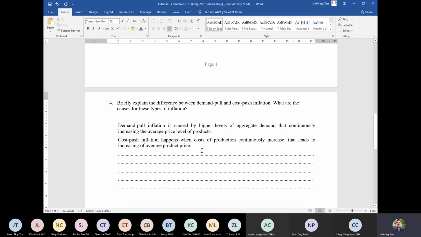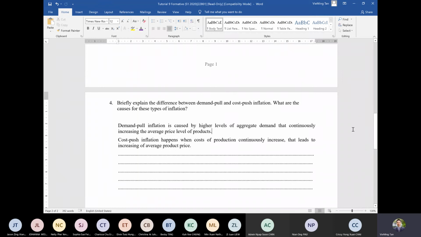Okay, so thank you. That means, in short, demand pull inflation is caused by the continuous increase of aggregate demand that increases the average price level, right? Whereby, on the other hand, cost push inflation occurs when the cost of production continuously increases, which increases the average product price in an economy. So by using these two sentences, you'll be able to answer question number 4.